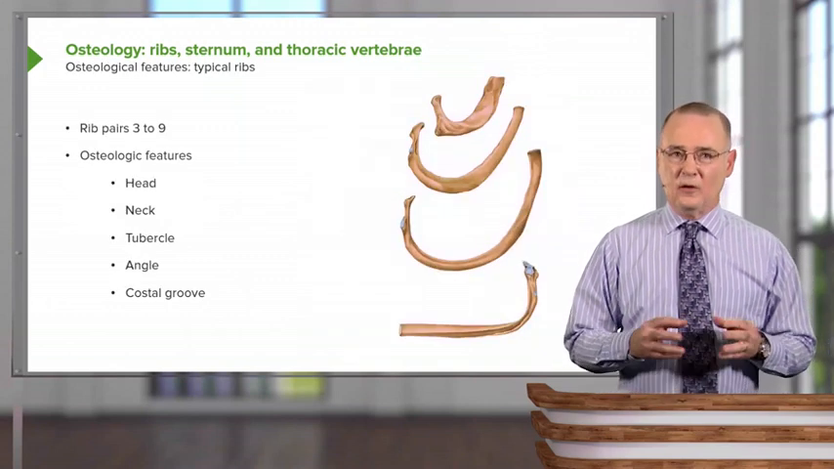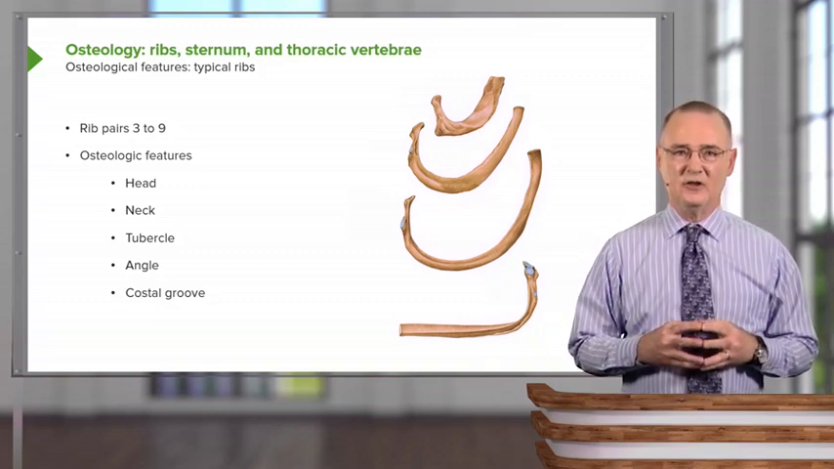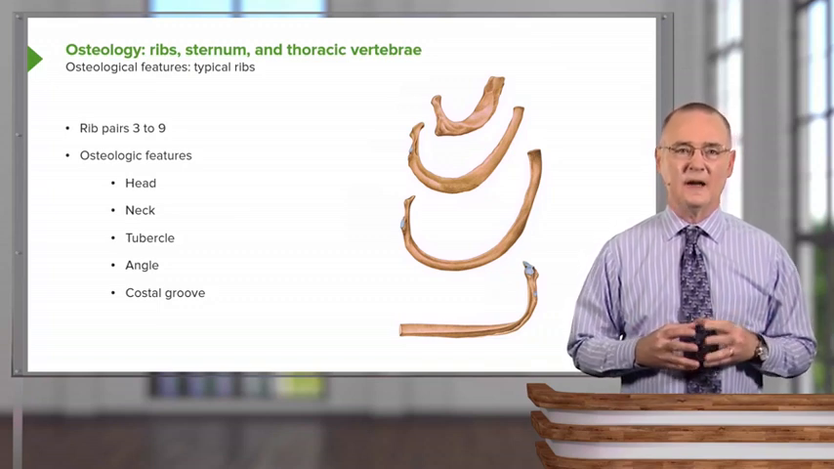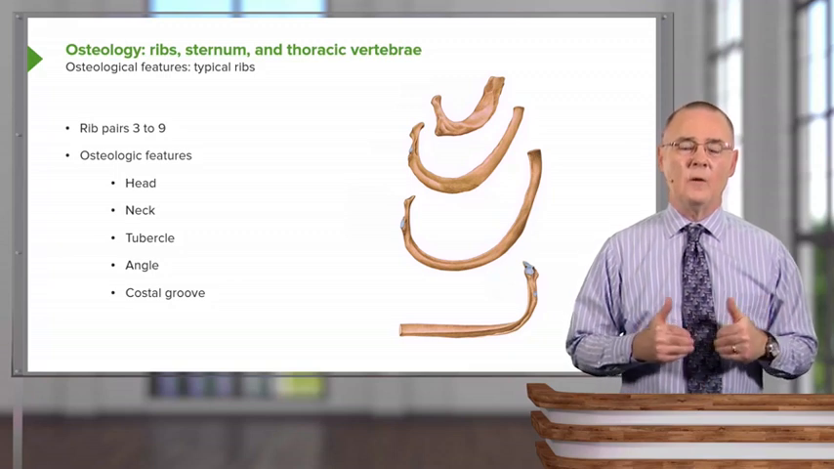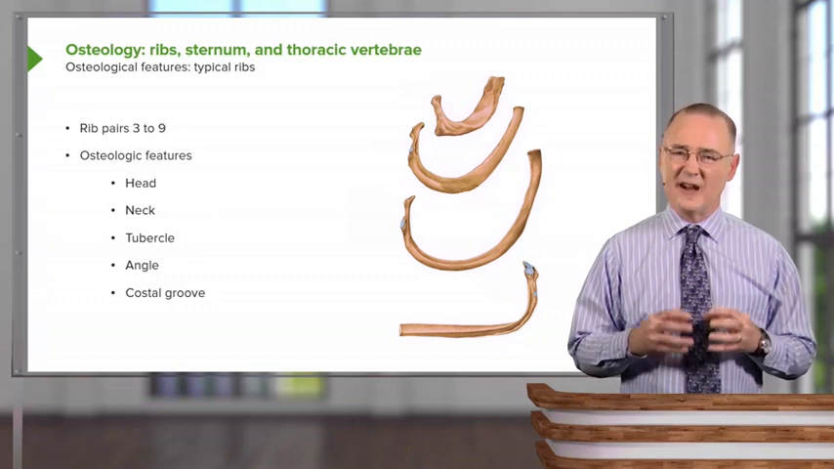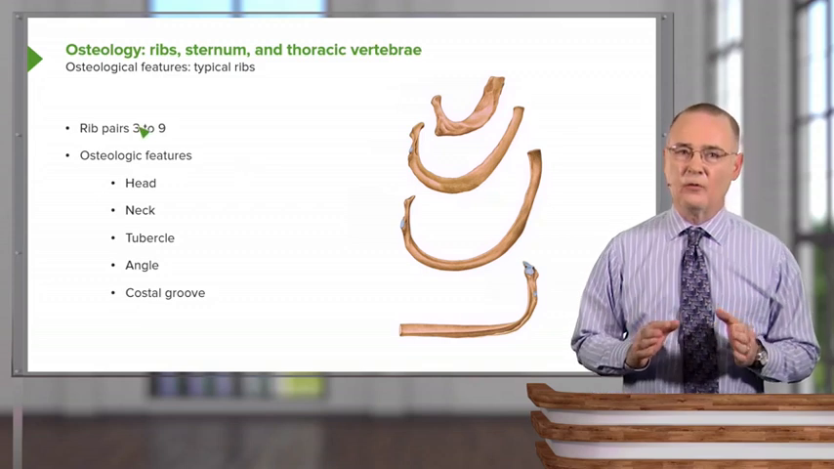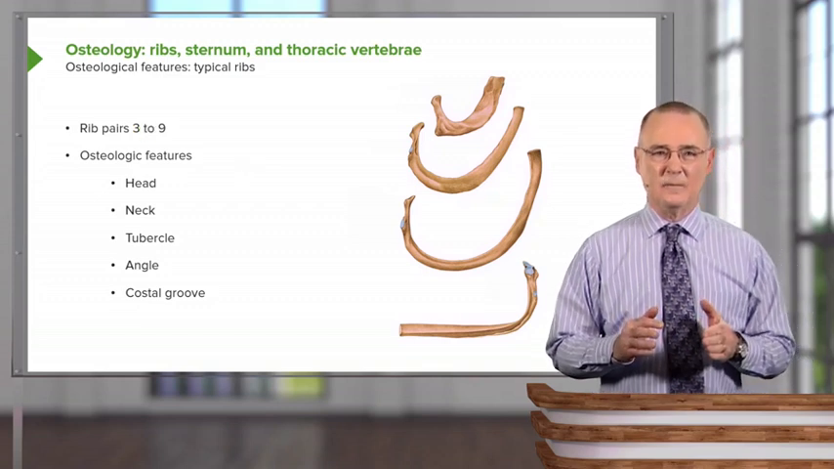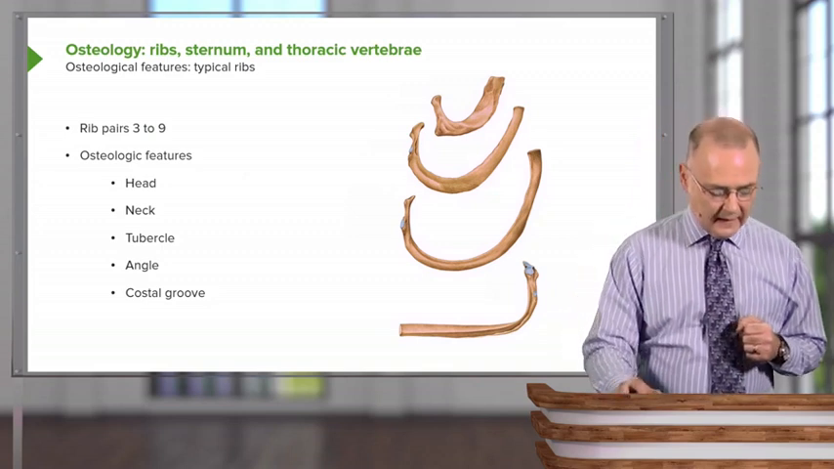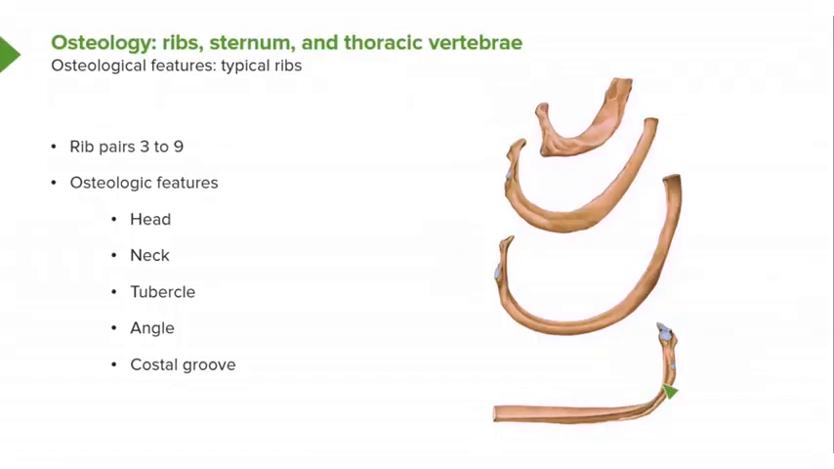We can also take a look at ribs to best understand some of their osteologic features. And we can classify ribs in this context as either being typical ribs or atypical ribs. We first want to understand the basic architecture of a typical rib, and typical ribs will be rib pairs 3 through 9. The osteologic features of a typical rib, and we're going to focus on these 2 illustrations here in the image.